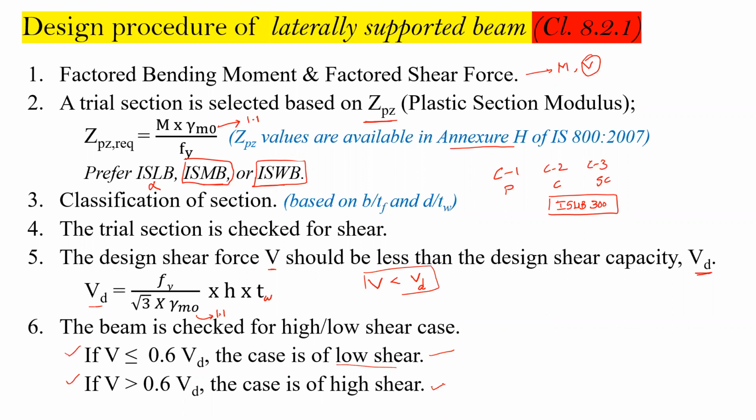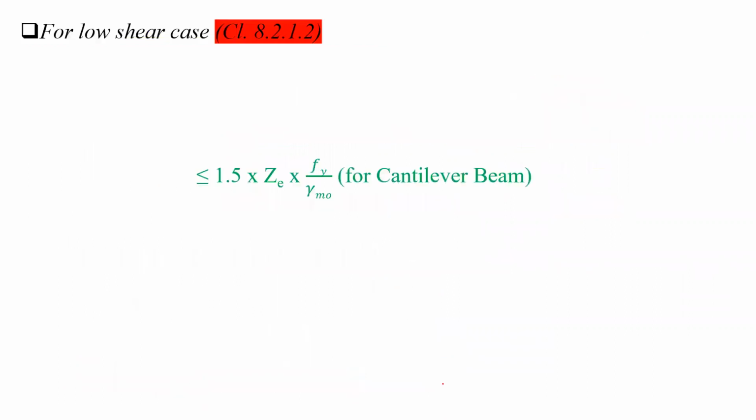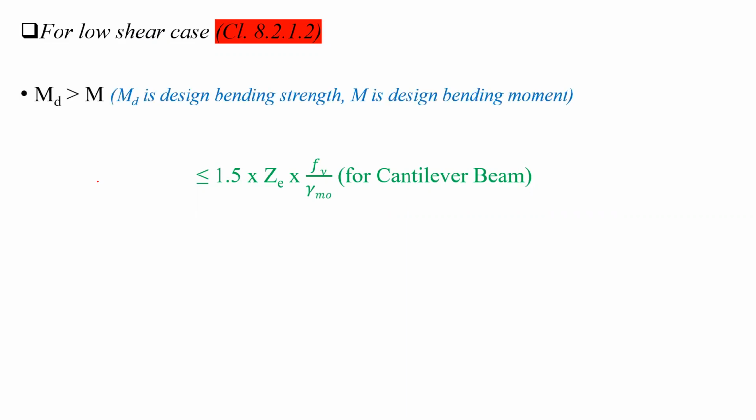Now let's look at how to design the laterally supported beam if it is a low shear case. So that is our first case, which is the design of the laterally supported beam for low shear case. This is available in clause 8.2.1.2 of IS 800-2007. You can refer to this clause. What this clause says is that MD, that is the design bending strength, must be greater than the design moment.